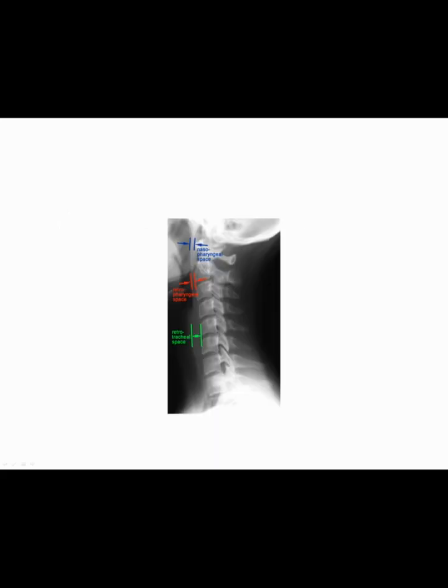Next, assessing the soft tissue spaces, we have the nasopharyngeal space, the retropharyngeal space, and the retrotracheal space. All of these have different measurement cutoffs in terms of what is normal for both pediatric and adult patients. And once again, if we see any sign of prevertebral soft tissue swelling, this can be a sign of occult fracture and hematoma formation.